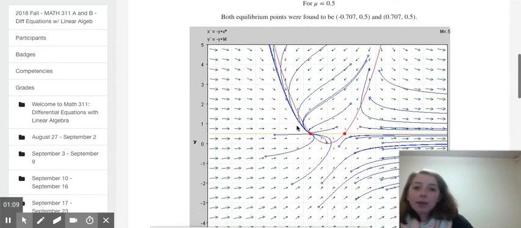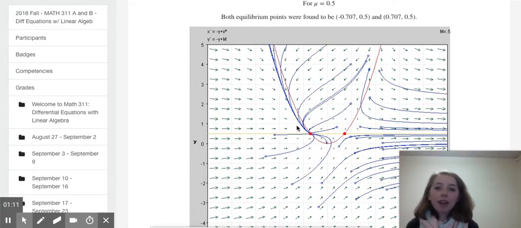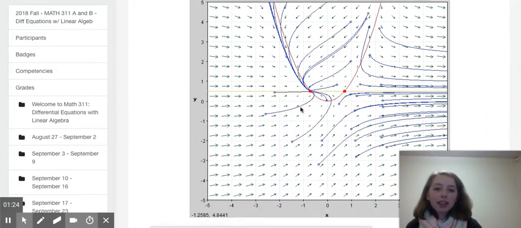So changing our parameters, if mu is equal to 1/2, we'd get our two equilibrium points to be negative 0.707, 0.5, and positive 0.707 and 0.5. That negative one is going to be in this part of the graph, in the second quadrant, and as you can tell by all the arrows, that's a sink. You get a sink, pretty simple. The one in the first quadrant, which is the positive one, which is the one we're considering, you get a saddle.